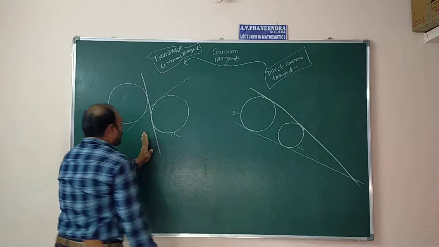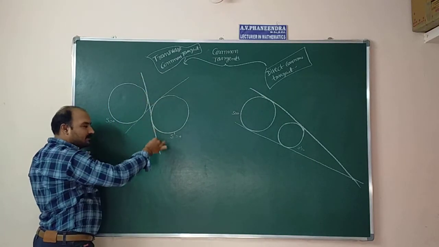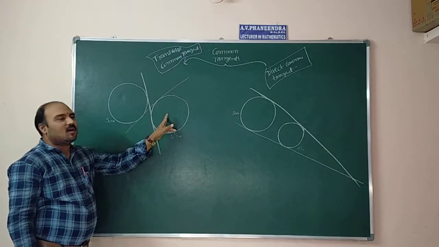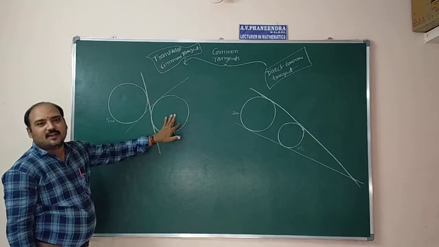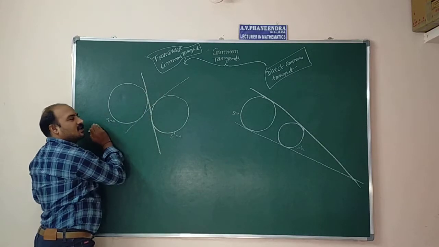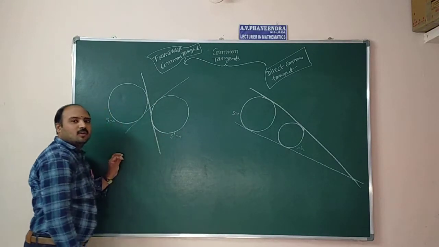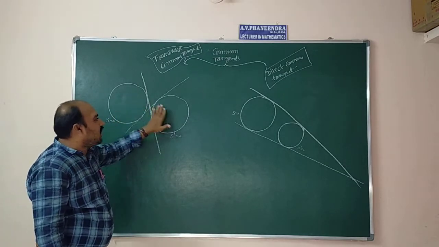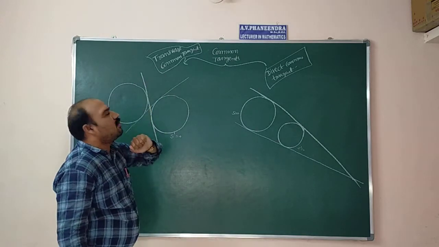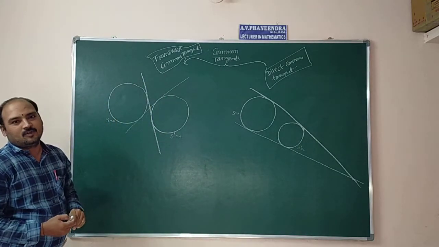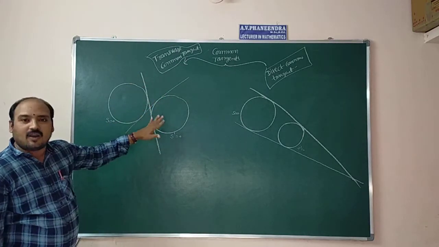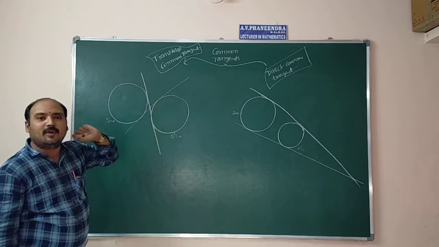In this diagram, if you take this common tangent, both the circles are on either side. For this common tangent, on this side one circle and on this side another circle. That means the two circles are on either side of the common tangent, then the common tangent is called a transverse common tangent. The two circles are on either side of the common tangent.